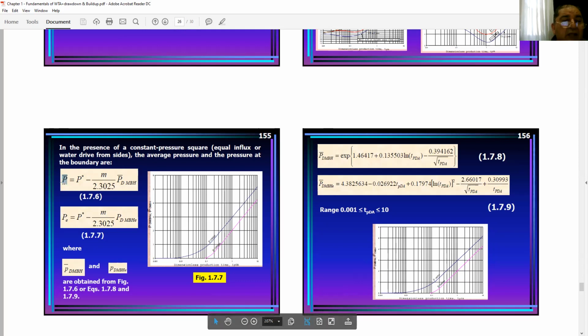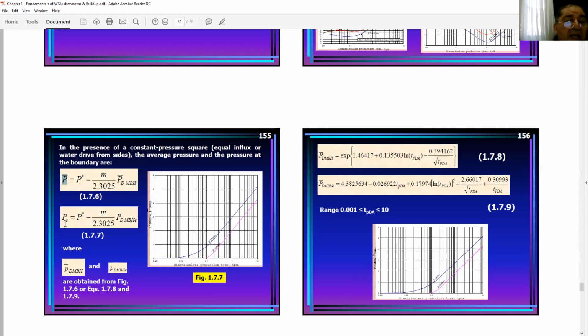Okay. So what is the difference between P-dash and PE? P-dash is P-dash, of course. PE is greater than P-dash. PE is less than Pi. So we have the initial reservoir pressure, then we have PE, then we have P-dash. So PE first, PE second, P-dash third.